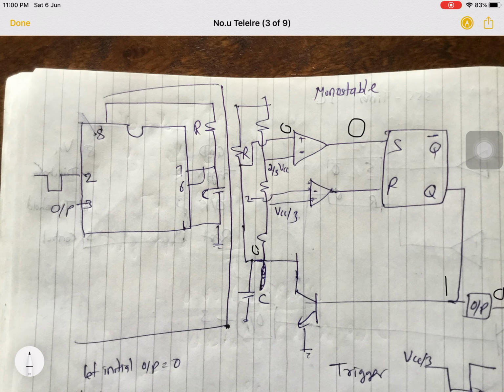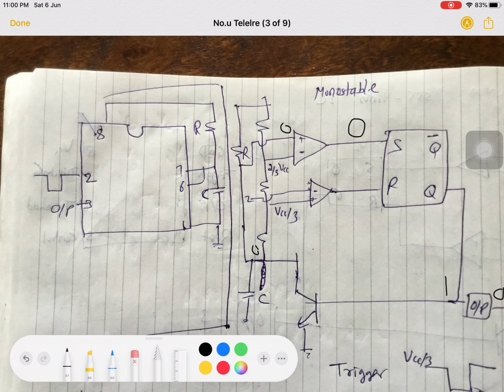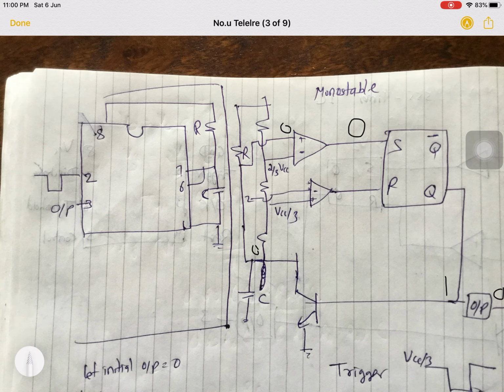See the trigger. Just observe this trigger. This trigger is generally high, and as soon as I give a trigger, it will go low and it comes back. So what is the voltage level? In the rightmost corner, I have defined the trigger value. VCC by 3 is generally the normal line, and as soon as I give a trigger, it will become 0, that is ground, and it will come back to VCC by 3.